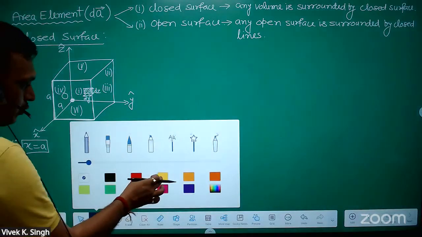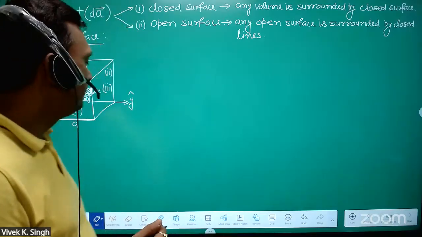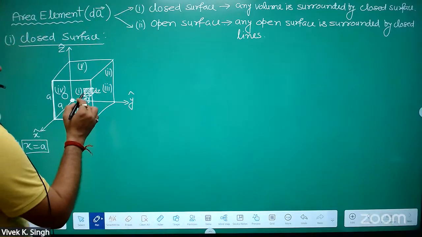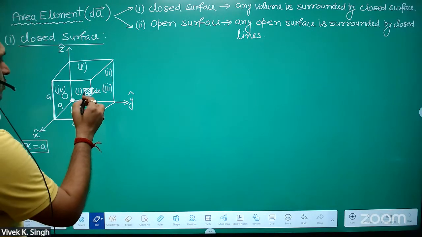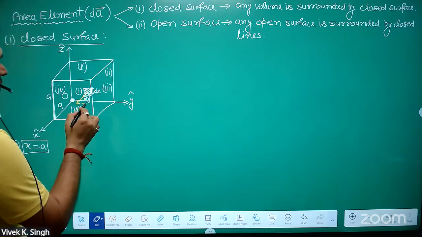Now, when you have a closed surface, what will be the direction of dA? dA is perpendicular to the surface, pointing outward. So this is the outward direction, this is the direction of dA.